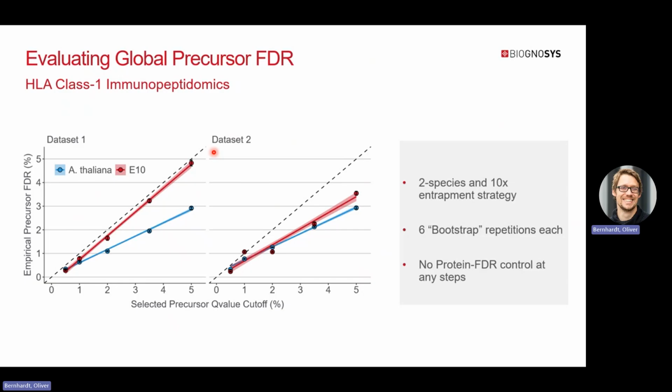All searches were run without any protein level FDR control, since this is not something that is commonly done for immunopeptidomics. As you can see here nicely, pretty much all of our data sets and replicates that we measured were nicely below the expected FDR controls for the different selected filter levels that we applied.